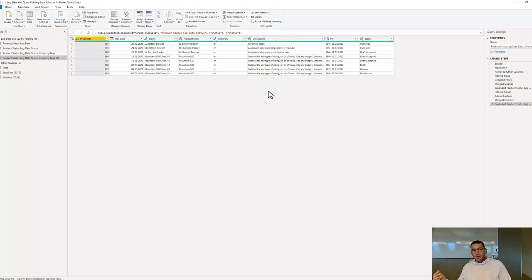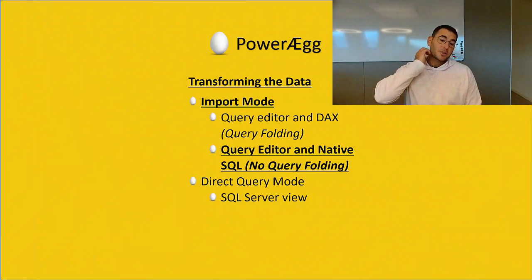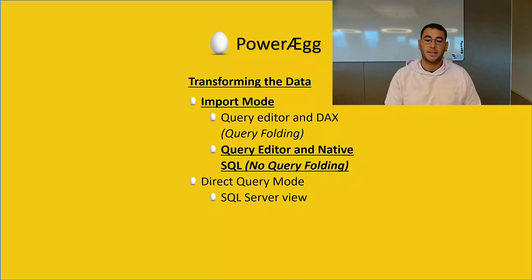But anyways, let's have a look at another way of doing it, which includes using a native SQL statement when we create the query. Let's go ahead and have a look at that. All right, the next approach is to use query editor and a native SQL statement where there's no query folding, and we will see what will happen if we try to enforce query folding using some M query, and see if it works then. We'll see if there are any limitations and so on.